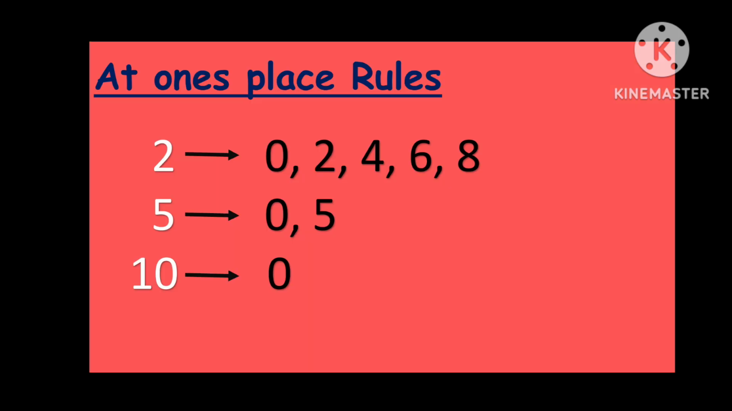So, in this group, the ones place rule is: for 2, it is 0, 2, 4, 6, 8; for 5, it is 0 and 5; and for 10, it's 0. Here, if at the ones place 0, 2, 4, 6 or 8 is there, then the number is divisible by 2. If 0 or 5 is there, then it is divisible by 5. And if only 0 is there, then it is divisible by 10.